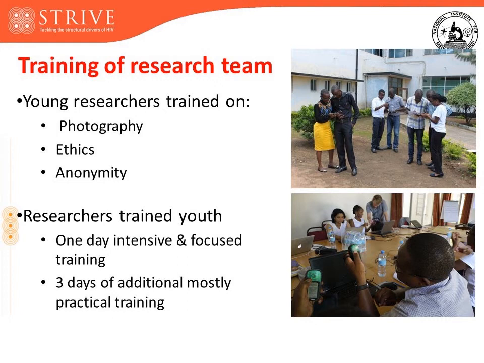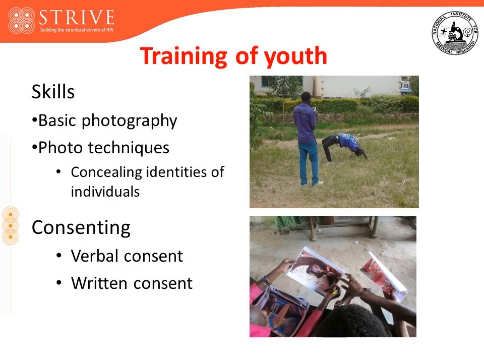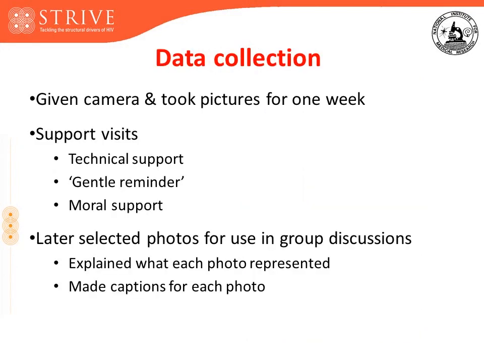So the training involved 1 day of intensive training on different things. Photography skills and techniques. So how do you conceal the identities of your participants or the individuals in the field, and then the processes of consenting, verbal consenting, written consenting, because in our study, we were open to both. So either verbal consent was accepted, and if written consent was also possible, that was obtained. And the young people, after the training, were given cameras.